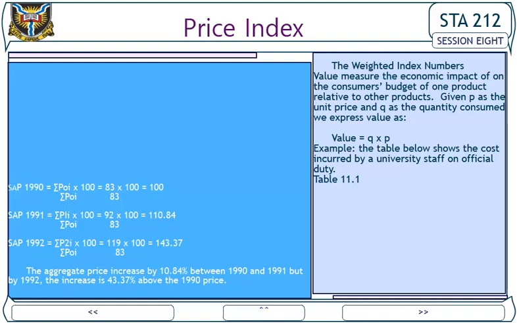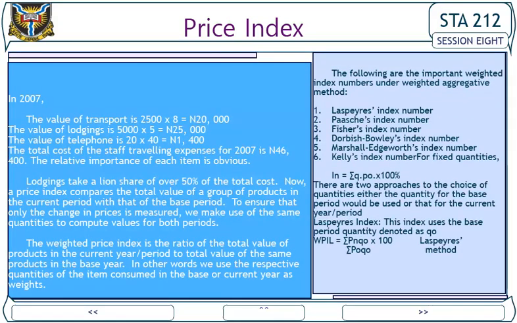Example: the table below shows the cost incurred by a university staff on official duty. In 2007, the value of transport is 2,500 times 8 is equal to 20,000. The value of lodging is 5,000 times 5 is equal to 25,000. The value of telephone is 20 times 40 is equal to 800. The total cost of the staff traveling expenses for 2007 is 46,800 naira. The relative importance of each item is obvious. Lodging takes a lion's share of over 50% of the total cost.